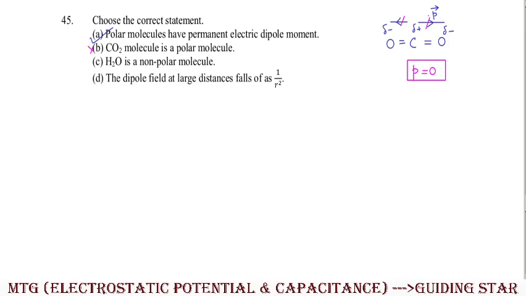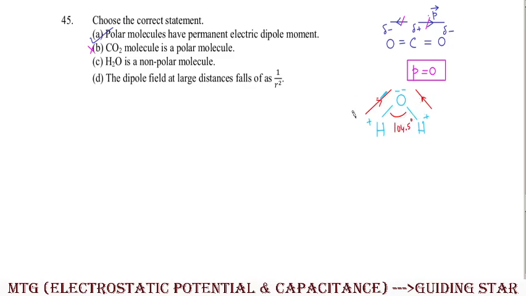Similarly, if we take water, H, O, H, here oxygen has a double negative charge and here hydrogen is positive. As oxygen is more electronegative as compared to hydrogen, the direction of dipole moment will be along this direction, and here along this direction, and the H-O-H bond angle is about 104.5 degrees.